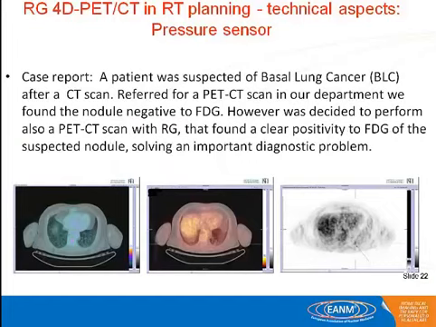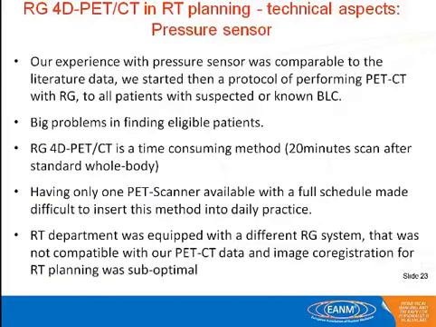Here we have a good case report because when there was a suspicion of a basal lung cancer, we did a PET CT scan and the nodule was negative, but there was not enough activity. However, we decided to perform a PET CT with respiratory gating, and there was a clear positivity to the FDG of the suspected nodule. And this was really good because we diagnosed a problem in a patient that would never receive a good diagnosis.